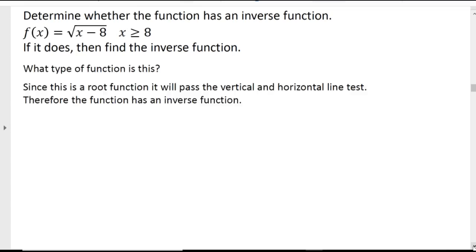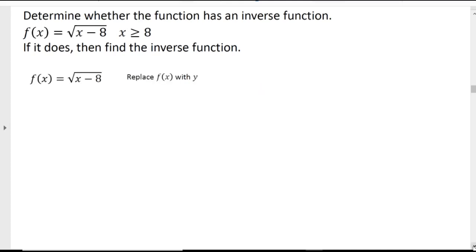So what if we want to find the inverse? Here, in this example, we have a root function, and it does pass the vertical and horizontal line tests. To find the inverse, first, we're going to replace our f of x with y. So here we get y equals square root of x minus 8. And then we're going to switch our x and y. So anywhere you see a y, we're going to replace it with x, and anywhere you see an x, you're going to replace it with y. Then we're going to solve for y.